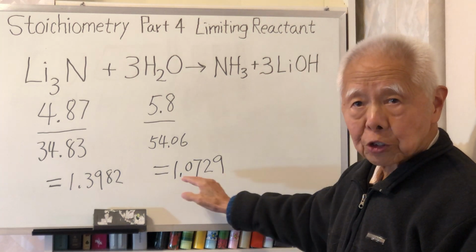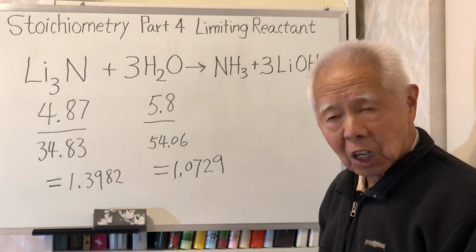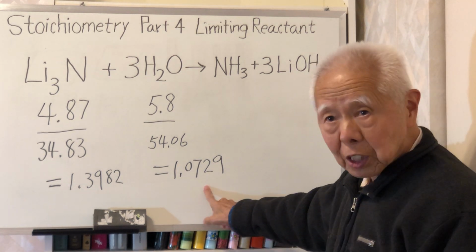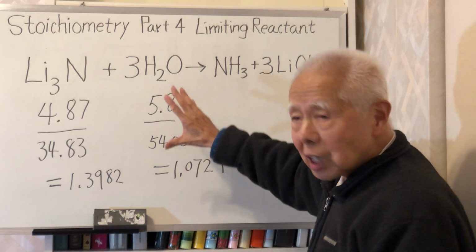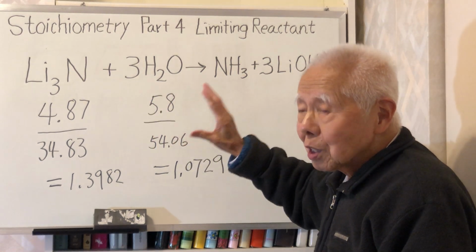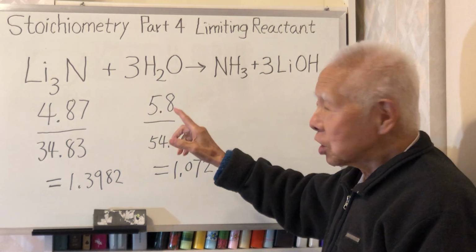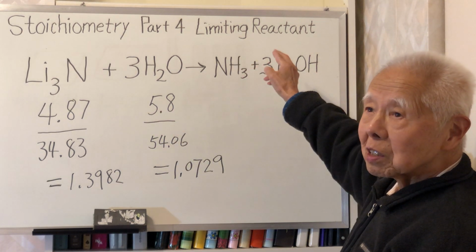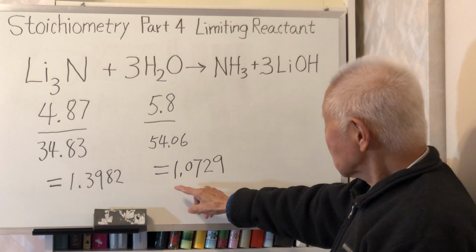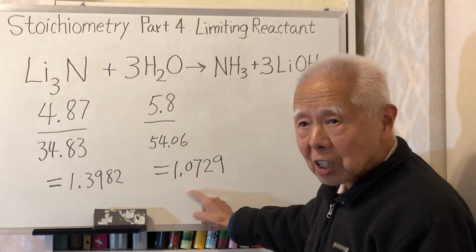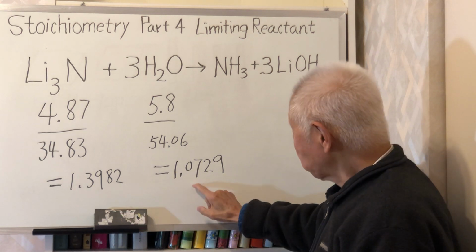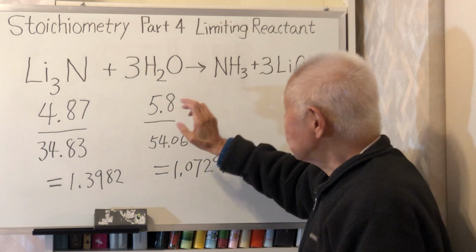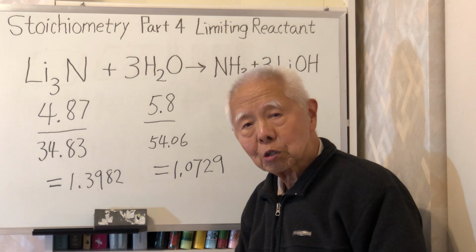Compare these two numbers. Which one is smaller? This one is smaller. That means I do not have enough water. So the water is the limiting reactant. Just look at the smaller number. This and this. You compare, the smaller number tells you this is the limiting reactant.